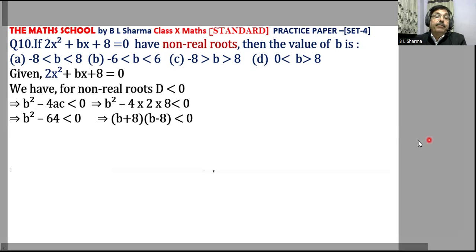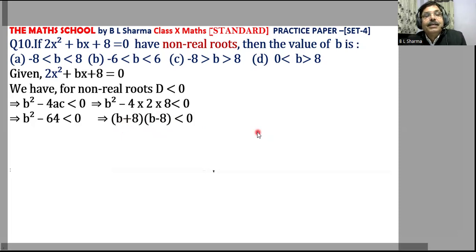Now it has become very, very important how to do the next part, because here we see that the product of the two numbers is less than 0. It means out of the two numbers, one is positive, the other is negative. If b plus 8 is positive, b minus 8 should be negative, or if b plus 8 is negative, b minus 8 should be positive, because negative into positive is negative. Out of these two factors, one factor is negative.